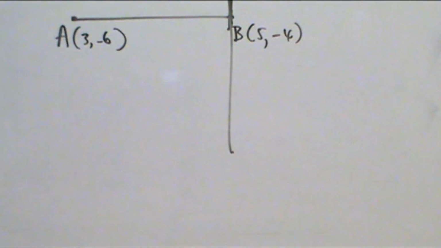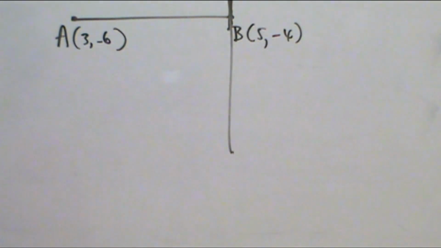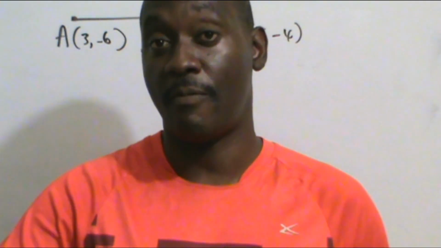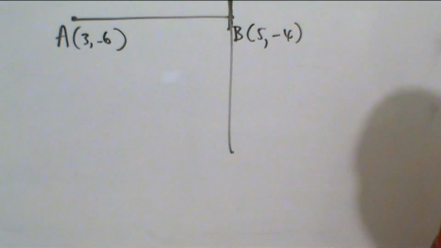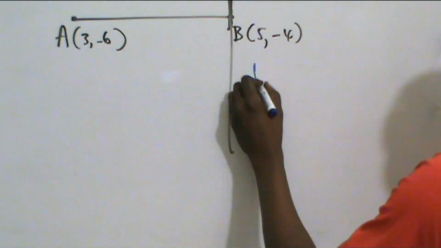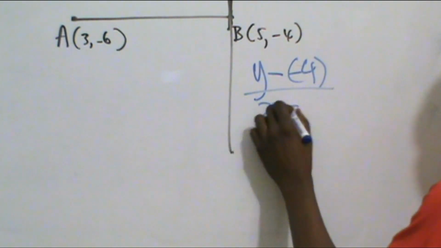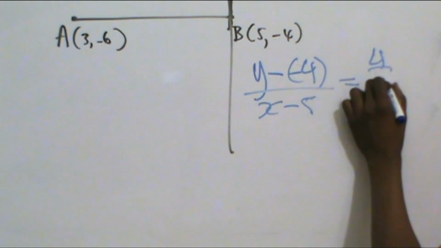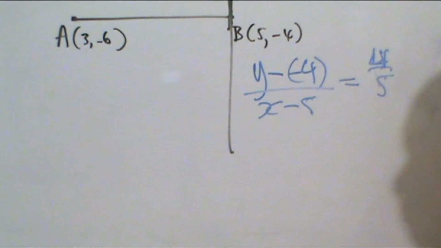So in this case, we know that the line passes through the point (5, -4), and we know that the gradient is 4/5, 4/5 of course being the negative reciprocal of -5/4. So therefore, the equation will simply be (y - (-4))/(x - 5) = 4/5, not -5/4 but 4/5. And I will leave that as an exercise for you to continue.